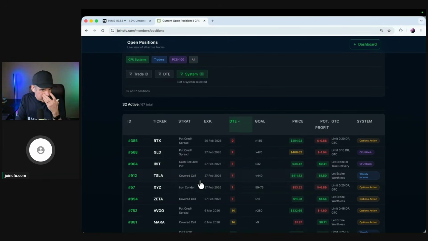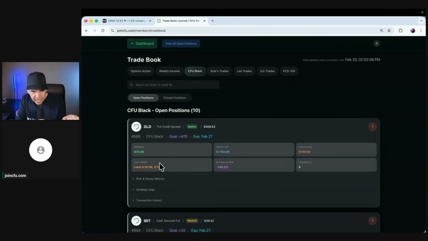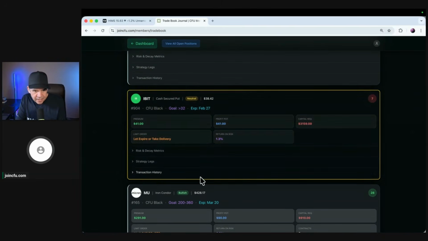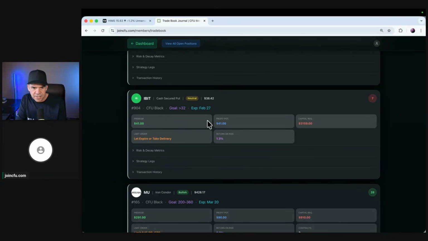What I can do is go into this one here. This was actually a free trade that we shared with everyone, this IBIT trade where it's a cash secured put. I can click on that, and it brings me down here and gives me the full details. It tells me the system, the goal, when it's going to expire, the premium we captured, and how much profit we can have in total, which is obviously going to be $41, and how much capital I'm having to put up in order to secure that.